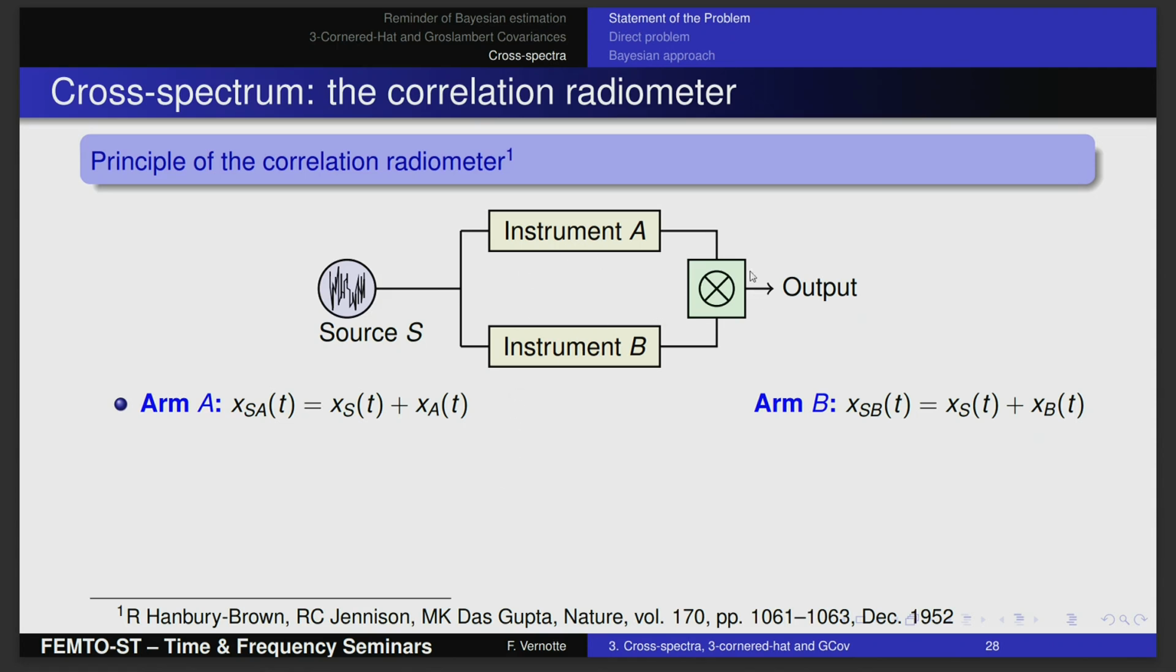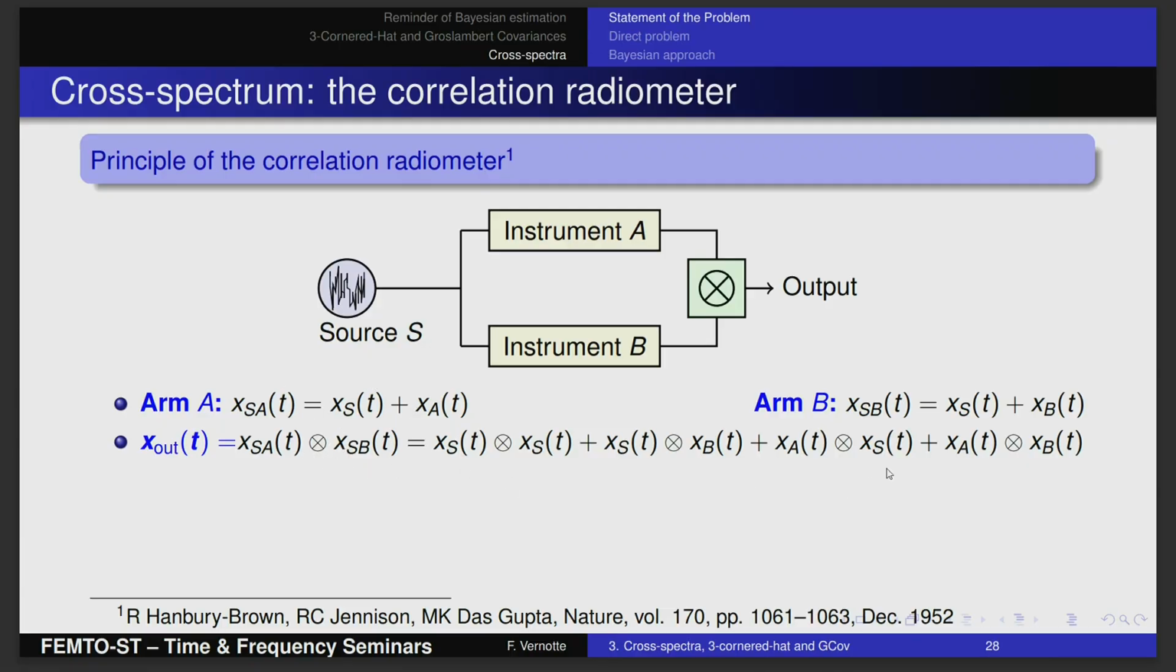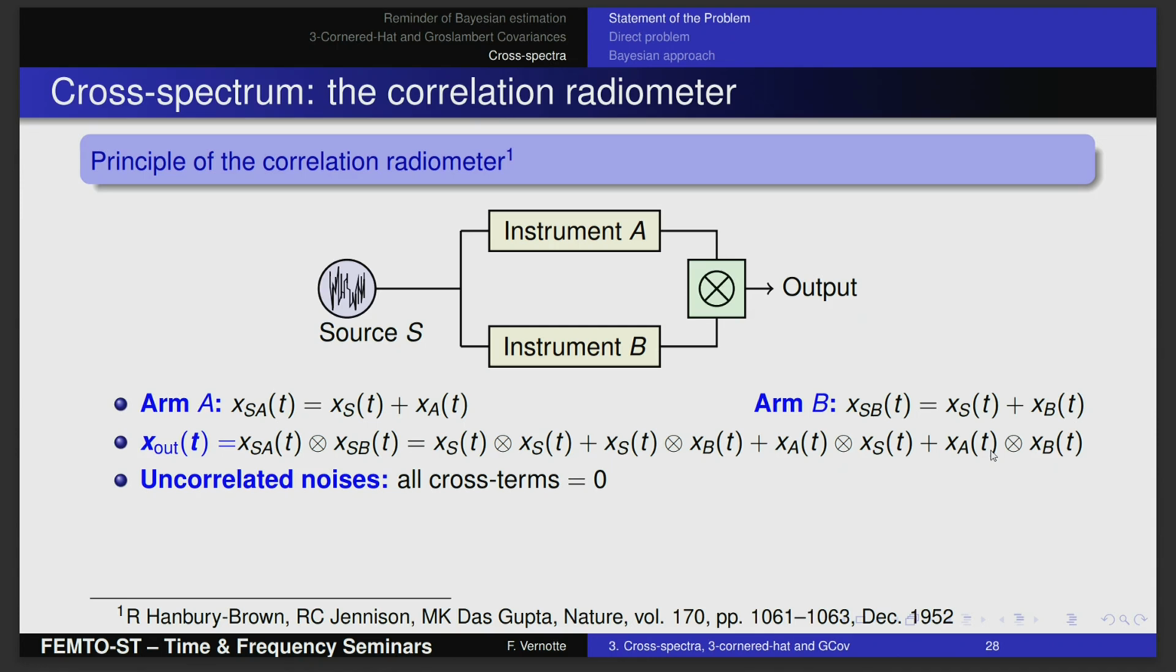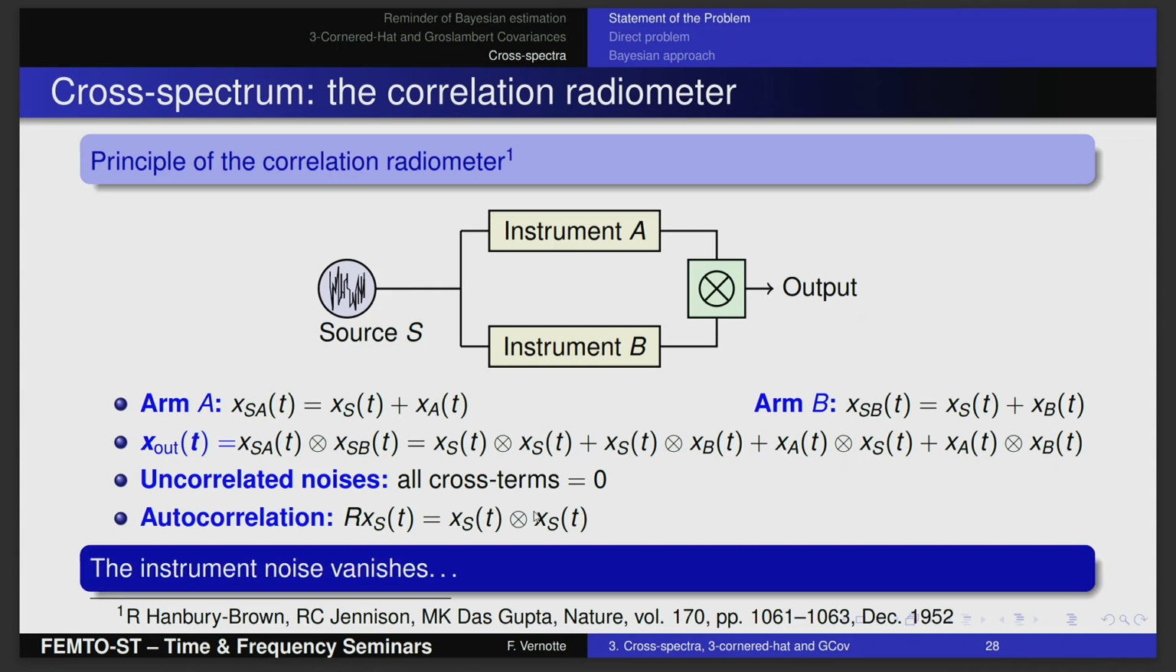So we have two instruments. You have an output, which is a correlator, in fact, and you will make a correlation between arm A and arm B. So if you develop all that, you will see that there are many cross terms. And since each noise is uncorrelated with the other ones, it means that every correlation will tend towards zero, except this one, the signal one, because XS correlated with XB will be equal to zero in average, XA with XS will be zero in average, XA and XB, of course, will be zero in average. So all these cross terms will be equal to zero in average, and you retrieve the autocorrelation of the signal, which is XS here. So the instrument noise vanished. This is really the interest in average. It's really the interest of the cross-spectrum method.